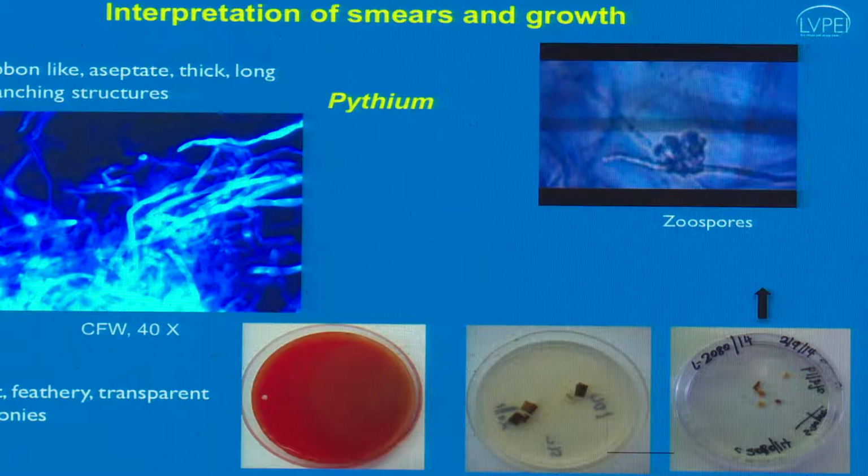And just by looking at the colony, now we have learnt that it is Pythium. And why is it important? It doesn't respond to natamycin. It needs to be treated with antibacterial antibiotics like linezolid and azithromycin, and that's why it's important to identify.